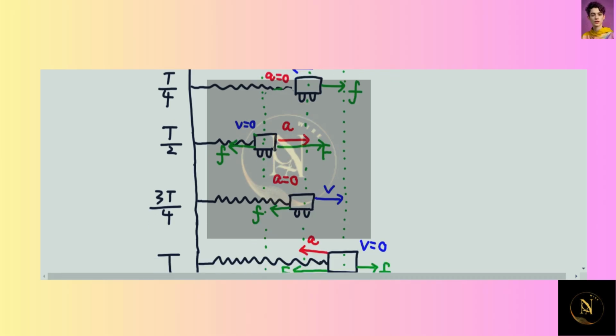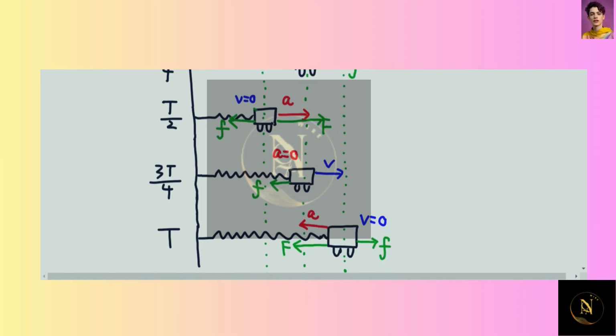And then at time 3T over 4, acceleration is 0 and speed is toward the right, which means that there's no force pointing toward the right, but there should be a friction toward the left because it's trying to oppose the motion. And at time equal to T, speed becomes 0, acceleration toward the left means that there should be a force toward the left since there's acceleration toward the left, and there should be a friction toward the right to oppose the motion.